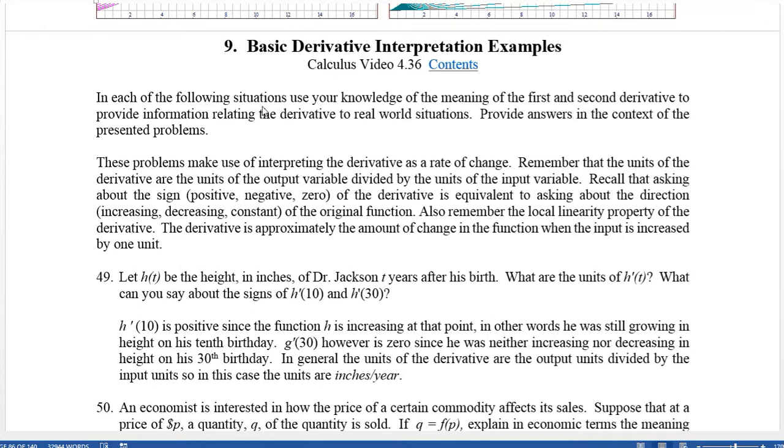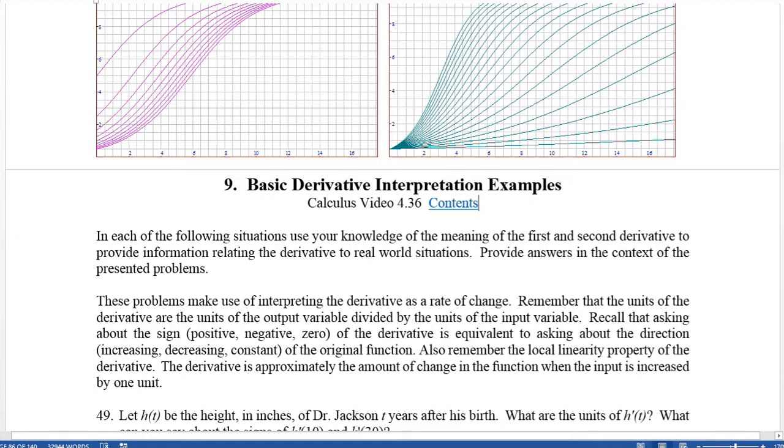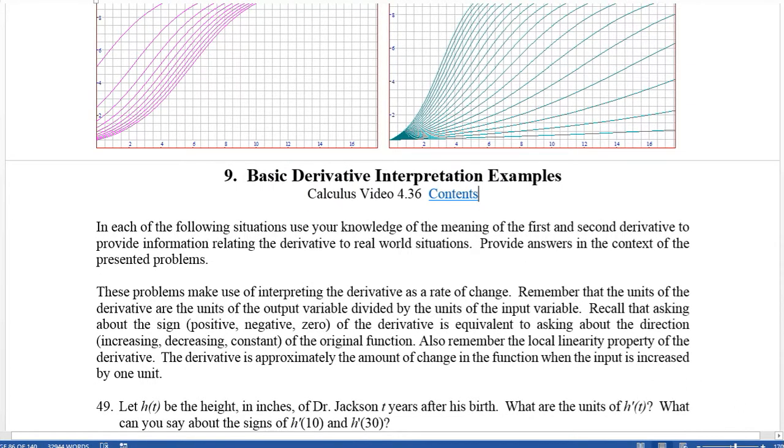But let's take what we already know about the meaning of the first and second derivatives to provide some information relating to real-world situations. What we want to do in these situations is be sure that we respond in terms of the context of the situation. Now, this first set of problems that we're going to look at make use of interpreting the derivative as a rate of change.